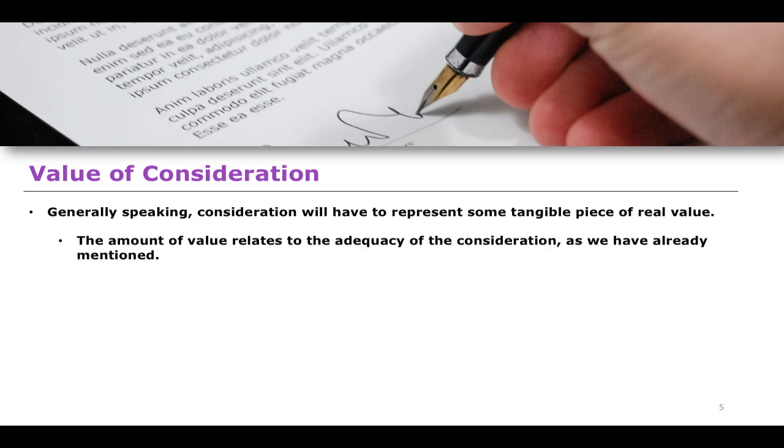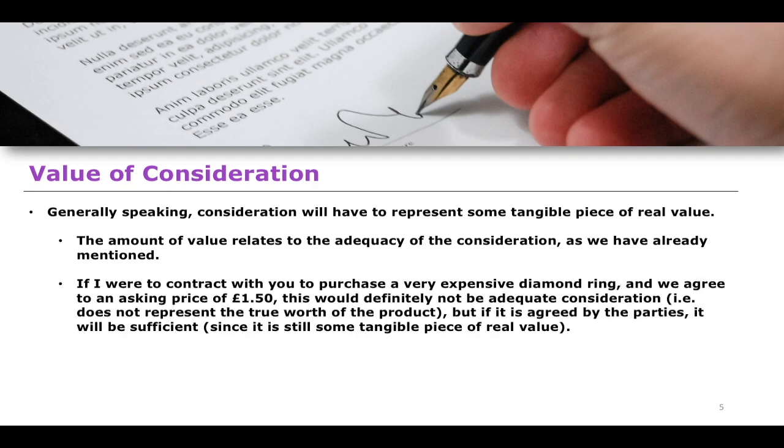And so really the question of how much value we are adding or giving in terms of consideration is a question of adequacy, which, as we've noted, is not relevant for the purposes of just establishing consideration. If I were to contract with you to purchase a very expensive diamond ring, and we were to agree to an asking price of £1.50, this would definitely not be adequate consideration.